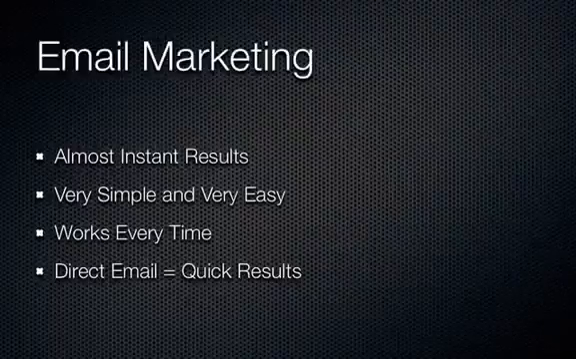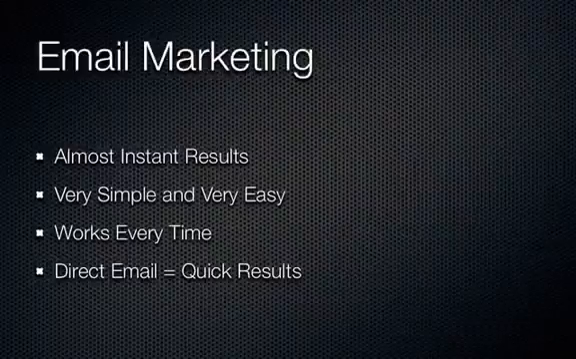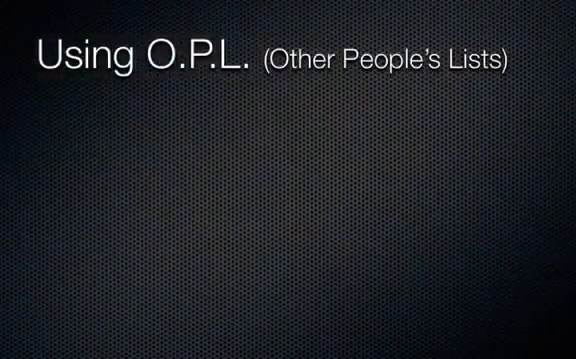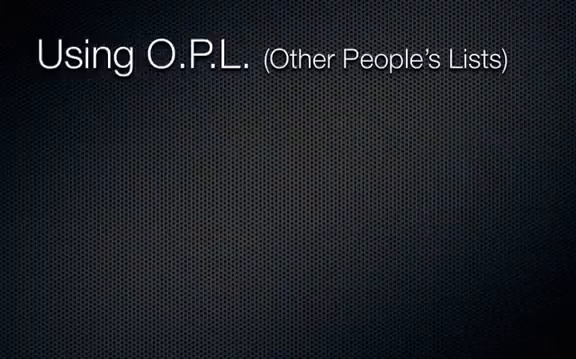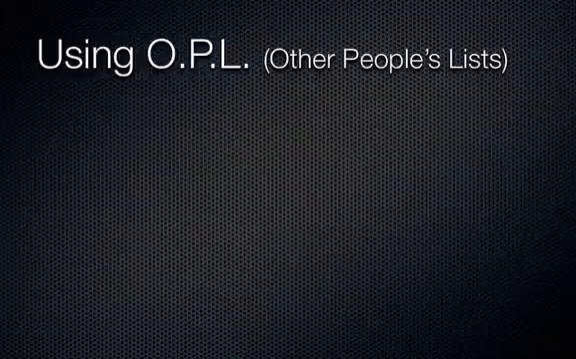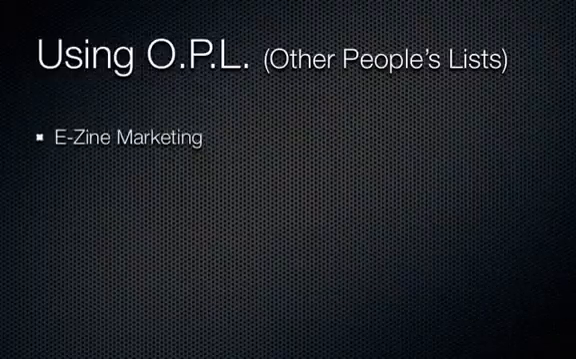With the 48-hour cash machine, how I do it, and this is really cool, and perhaps you haven't heard about this method yet, is we're going to use OPL. It's other people's lists. How cool is that? Even if you don't have a list of your own, even if you don't have an autoresponder, you can still make a ton of money by doing this because we can use other people's lists. And how we're going to do that is like this: we're going to do ezine marketing.